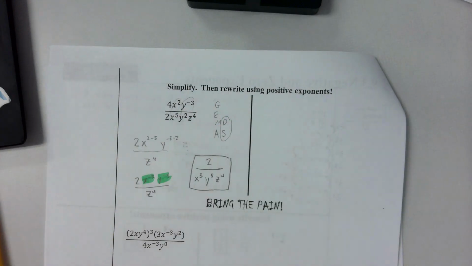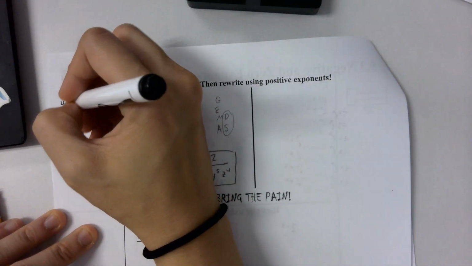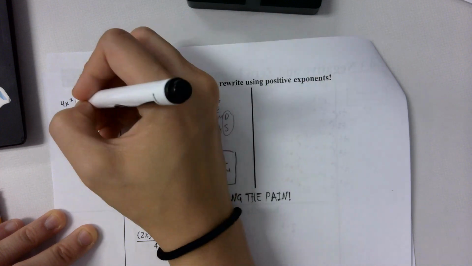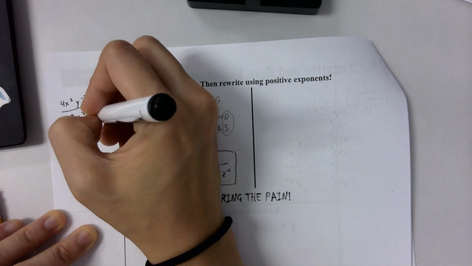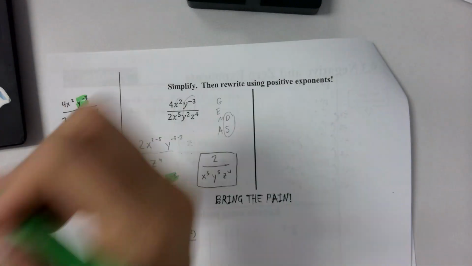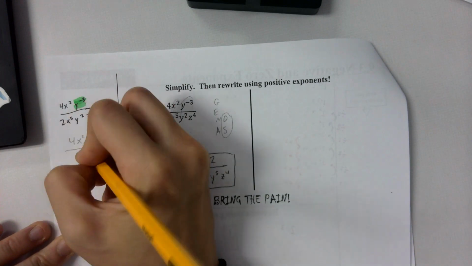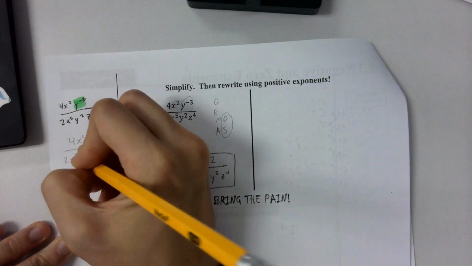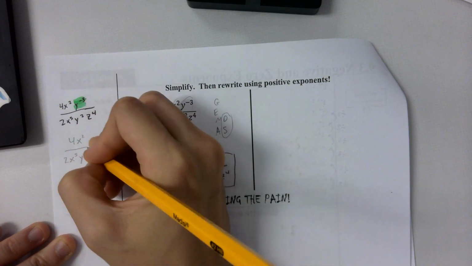Over here, I'm going to do it again, but I'm going to do the moving first, and then canceling. 4x squared, y to the negative 3, all over 2x to the 5th, y squared, z to the 4th. Okay, so for this one, I'm going to move the negatives first. So I have 4x squared over 2x to the 5th, y, and I'm moving 3 to the bottom, so this is going to be 5, z to the 4th.